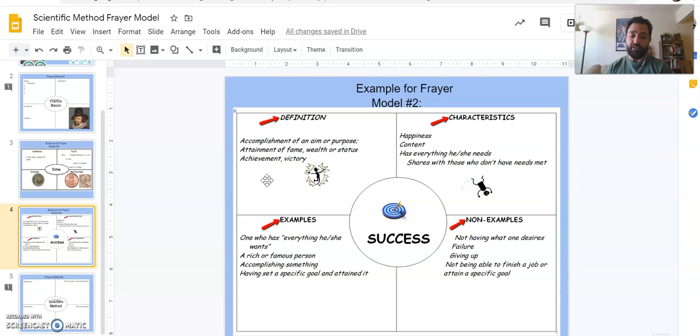The characteristics of success are that it brings happiness, and you can see it's just one simple word here to describe happiness: content, has everything he or she needs, or shares with those who don't have needs met. Okay, so those are the characteristics of success. The examples are one who has everything he or she wants, a rich or famous person, accomplishing something, having set a specific goal and attained it.